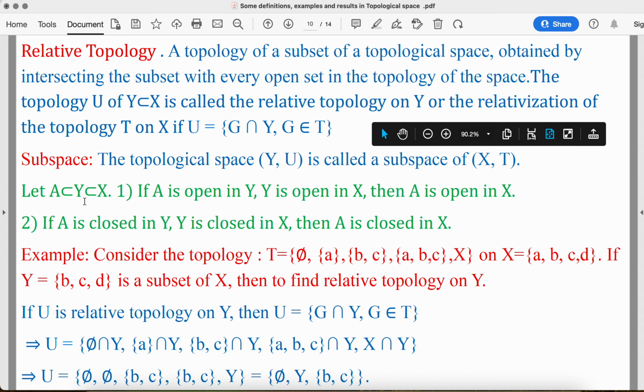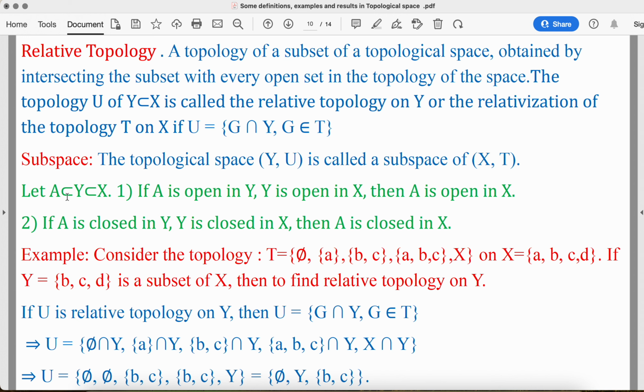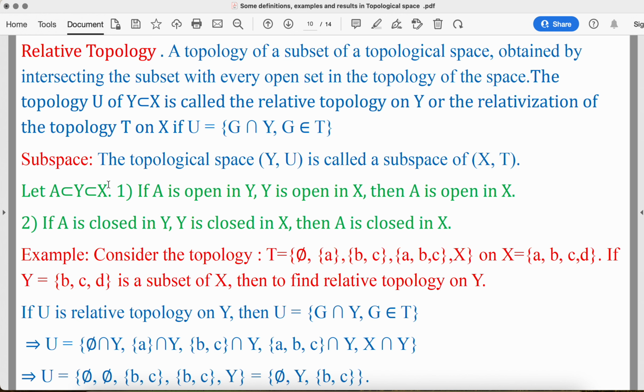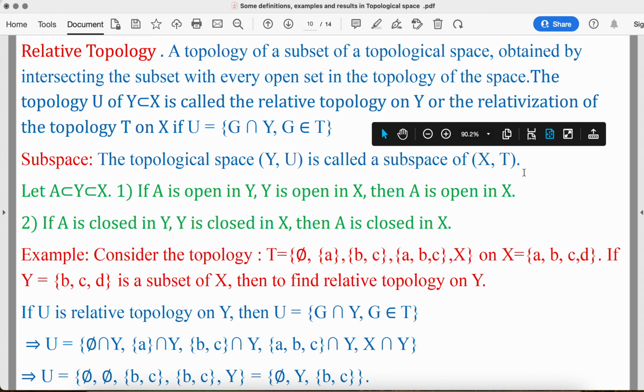If A is a subset of Y and Y is a subset of X, and A is open in Y and Y is open in X, then A is open in X. If A is closed in Y and Y is closed in X, then A is closed in X. So, the relative topology is a topology of a subset of a topological space obtained by intersecting the subset with every open set in the topology of the same space.